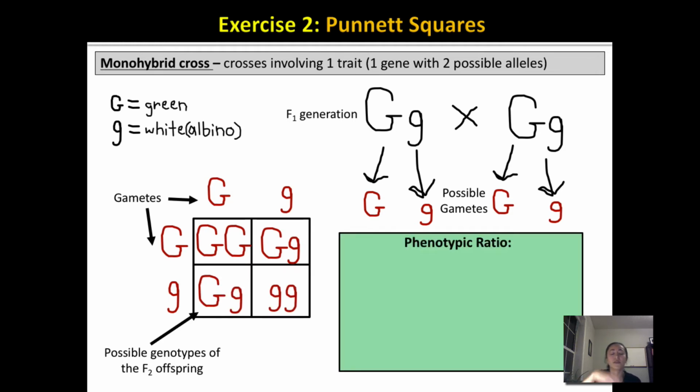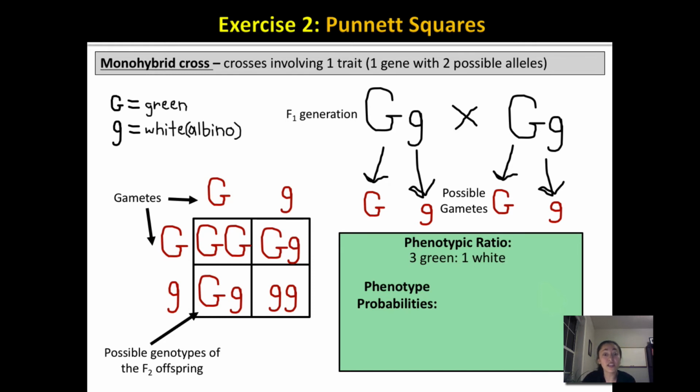So we could express these results in a couple of different ways. One we could do is a phenotypic ratio. So how many green to white? Well, we would have 3 green to 1 white. Never give your answer as a ratio unless you're asked to. Normally, you're going to be asked to express this as a probability.